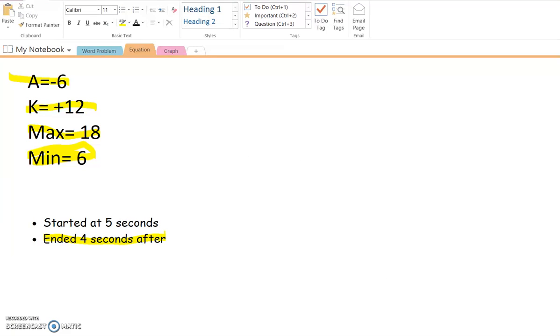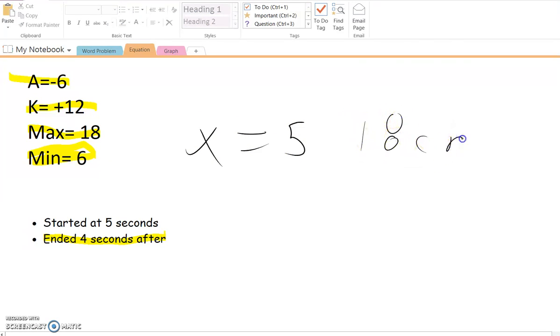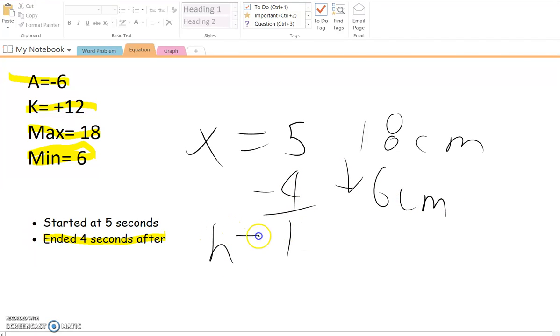Now that we have almost everything, we need to find h. The way we find h is we know that the highest went to the lowest 4 seconds after. So we must find the lowest to the highest. So x would equal 5, and it was at 18 centimeters. If we go minus 4, it would go back down to 6 centimeters. And 5 minus 4 is equal to 1. So that's where we're going to start, with h equal to 1.